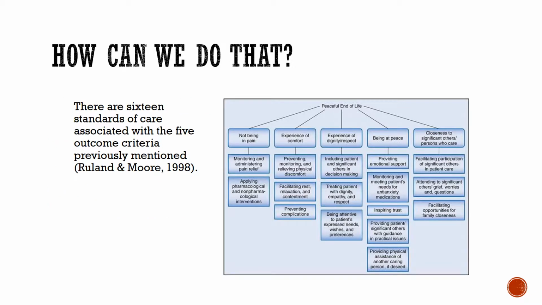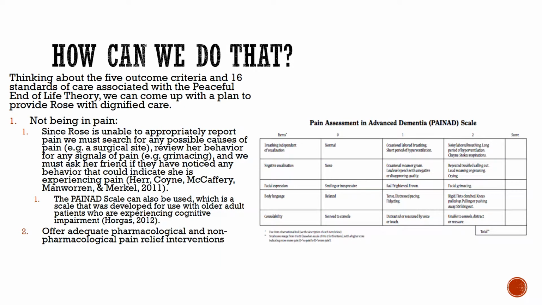There are also 16 standards of care that are associated with each of the 5 outcome criteria that we just reviewed. These can include the monitoring and administering of pain relief, including the patient and the significant other in decision making, providing emotional support, and a plethora of other standards. So thinking about the 5 outcome criteria and the 16 standards of care associated with the peaceful end of life theory, we can come up with a plan to provide Rose with dignified care.